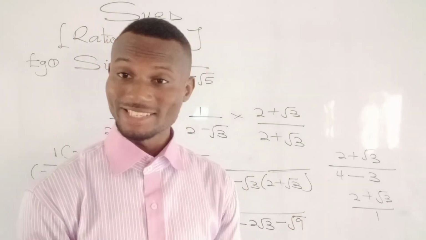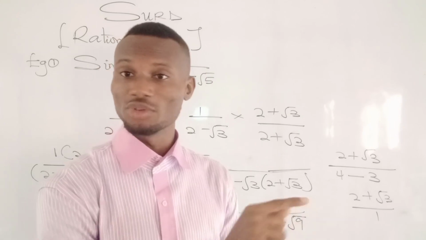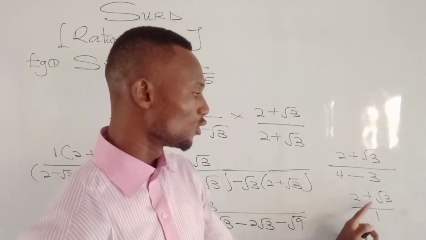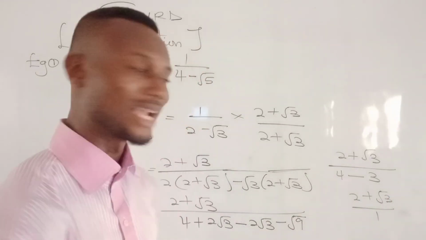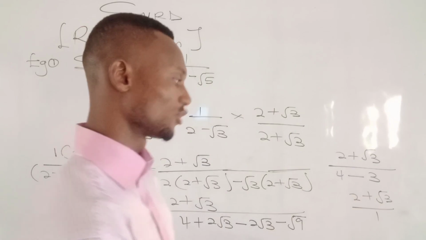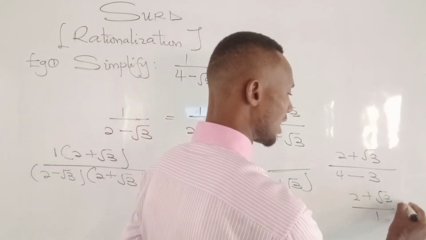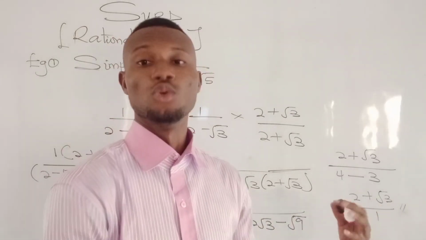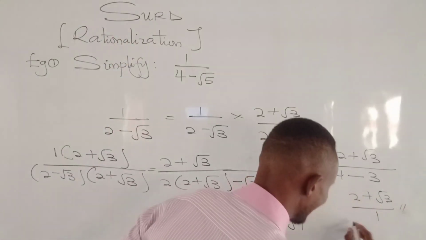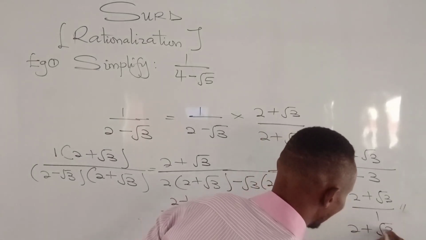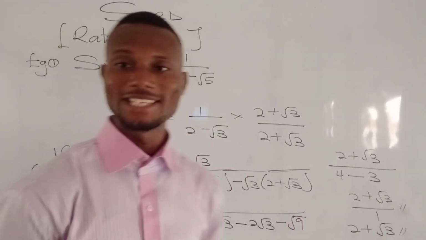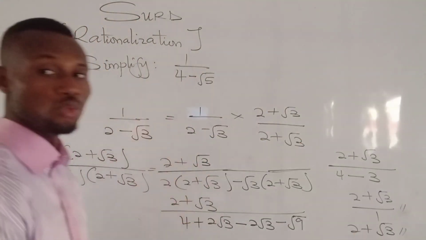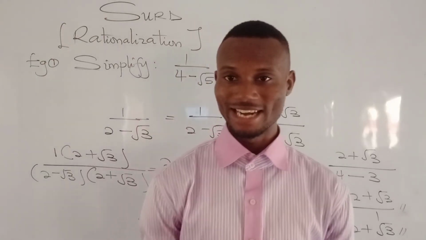After rationalizing, you will not have any square root sign or a surd at the denominator. So you can see we are having 2 plus root 3 all over 1, which we can still write as 2 plus root 3. It's the same thing. So this is our final answer, which is 2 plus root 3 all over 1, which is the same as 2 plus root 3. You can just write it again as 2 plus root 3 as your final answer. And that is us rationalizing or simplifying 1 over 2 minus root 3. I hope the explanation is clear enough up to this point.